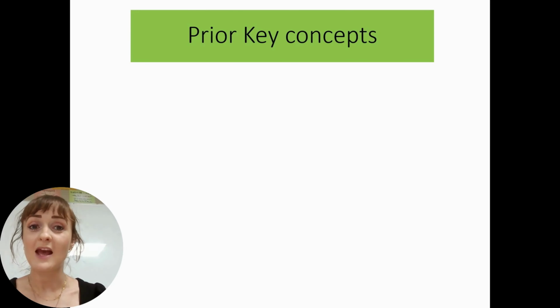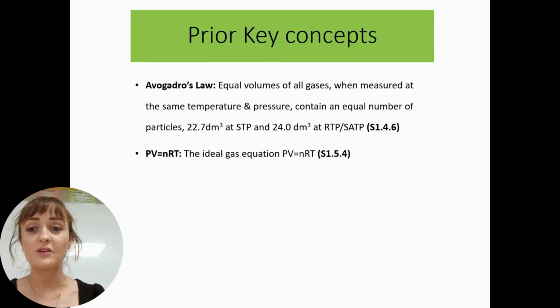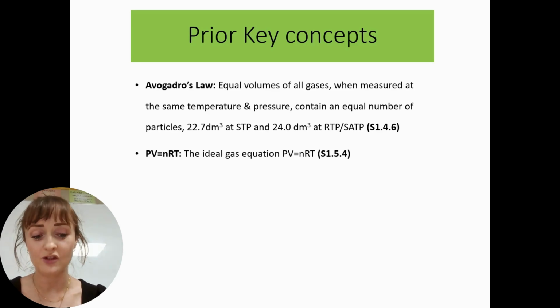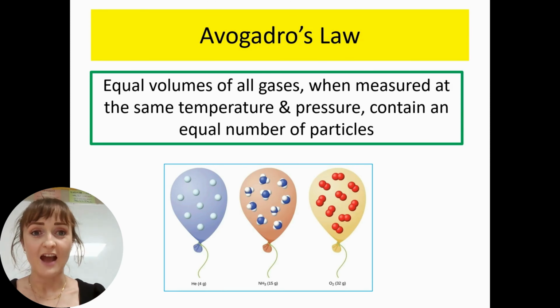There are some key concepts that will be helpful for you to understand before we begin. First, what is Avogadro's law? Also, the PV equals nRT equation, or the ideal gas equation. Note that this equation is given to you in the data booklet. Let's begin by discussing Avogadro's law.